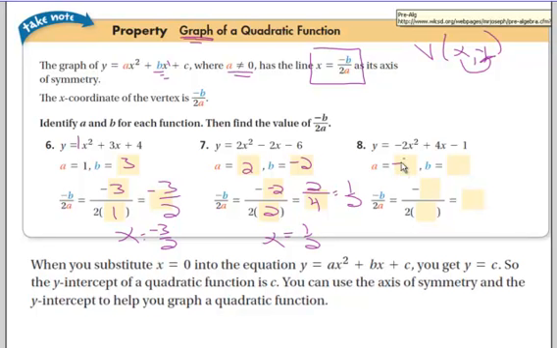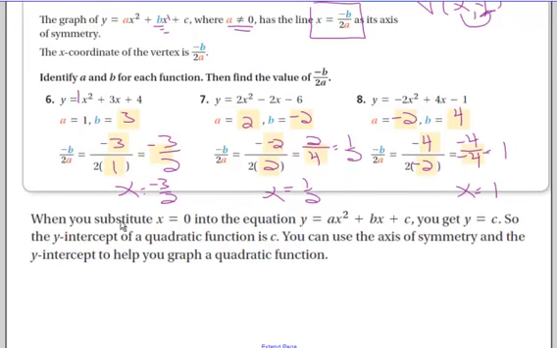And the last one, a is negative 2, b is now 4. So I'm going to use negative 4, the opposite of 4. I'm going to plug in negative 2, so I have negative 4 over negative 4, which gives me 1. So x equals 1 for my vertex, and it is also the axis of symmetry.